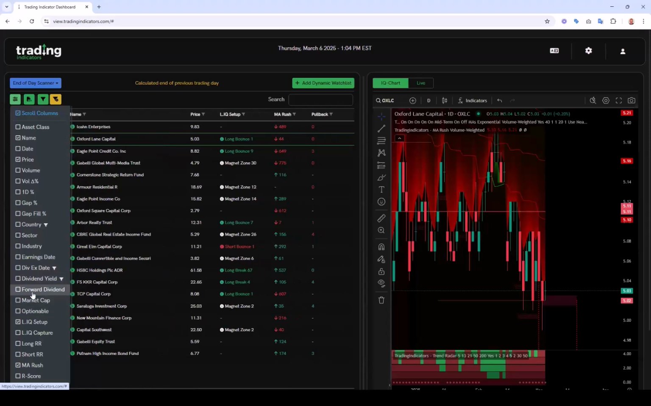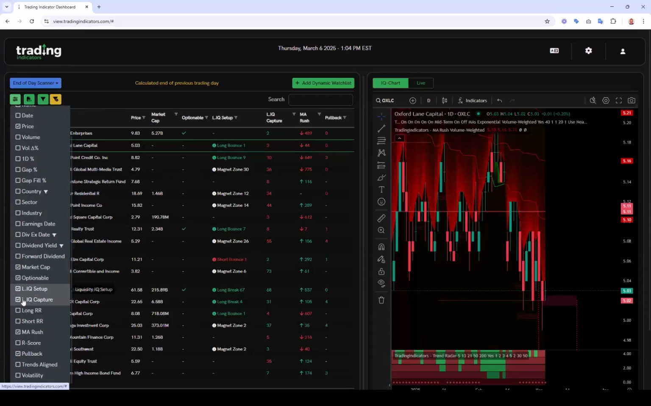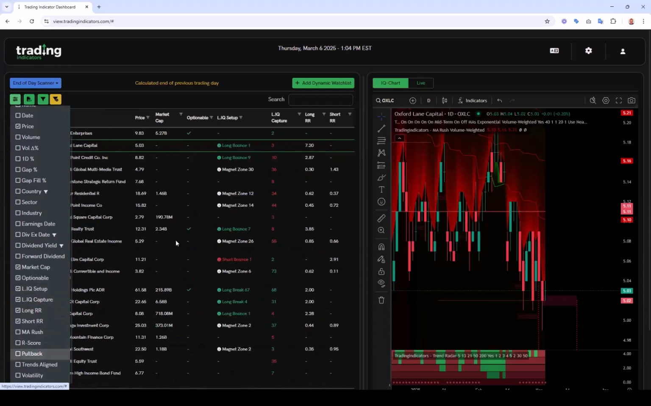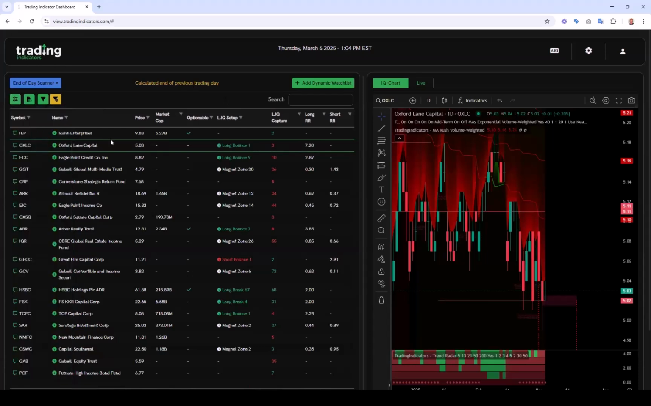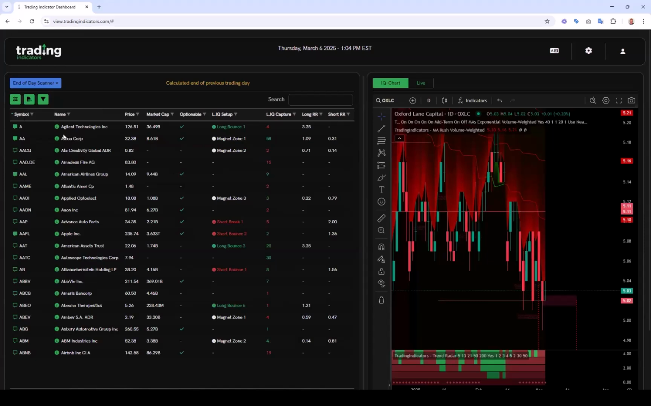You can see how fast this updates. So we had market cap, optionable, liquidity IQ setup, liquidity IQ capture, long reward risk, and short reward risk. All right, perfect. All are shown here. Okay, I'm going to sort once again by these symbols.